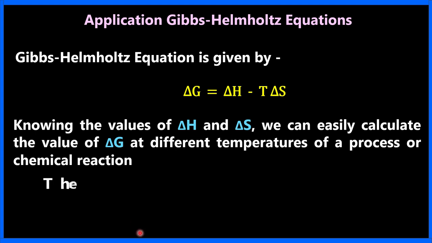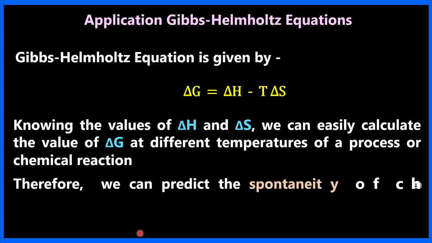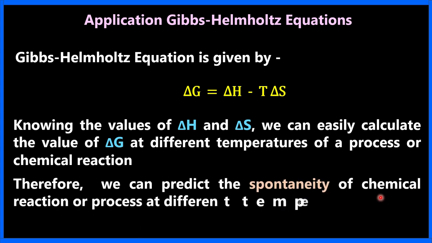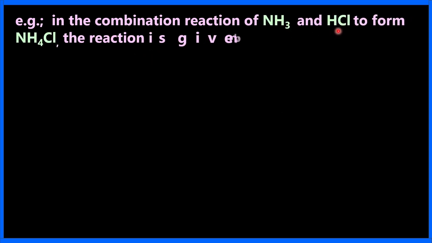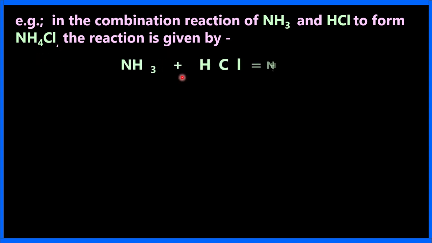Therefore, we can conclude that we can predict the spontaneity of a chemical reaction or process at different temperature using this Gibbs Helmholtz equation. For example, in the combination reaction of NH3 and HCl to form ammonium chloride NH4Cl, the reaction is given by NH3 plus HCl is equal to NH4Cl plus heat. As heat is given out during this combination reaction, the reaction is exothermic.